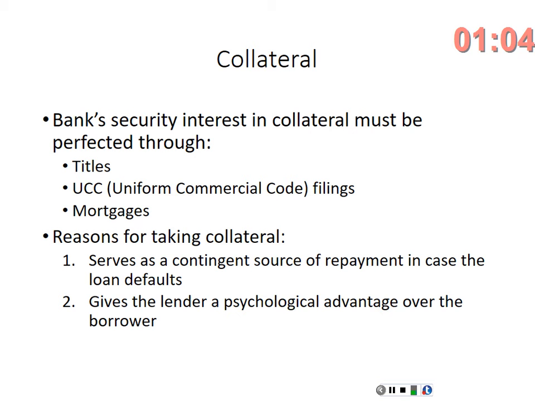And then if it's a piece of real property, a mortgage loan. Reasons for taking collateral, there's a couple of reasons. You need to know this for the test, okay? One, it serves as a contingent source of repayment. So it's a backup source of repayment in case the loan defaults. This is the worst reason for taking collateral, okay? You don't want to have to take the collateral back.